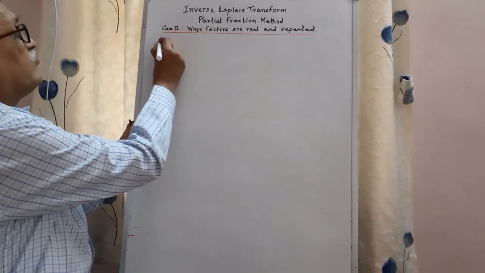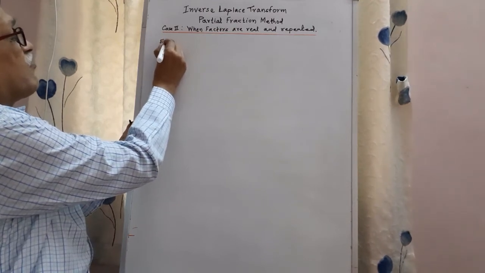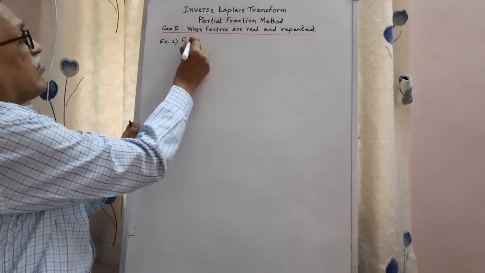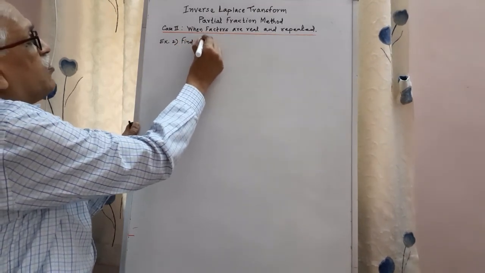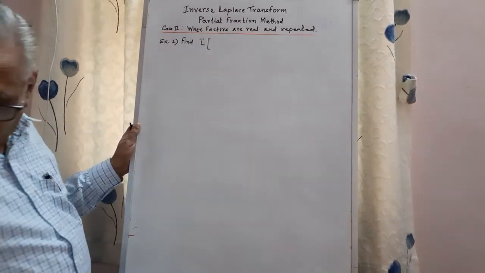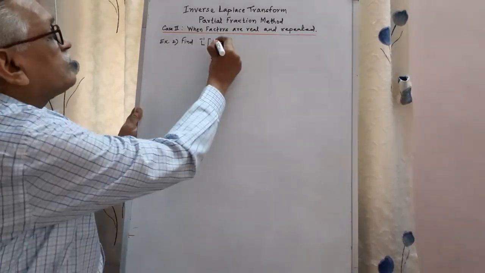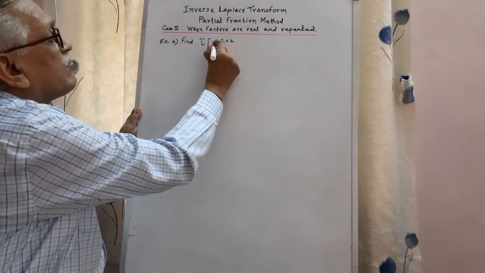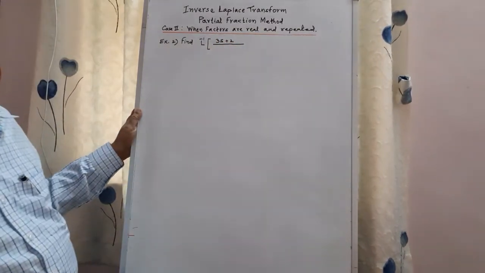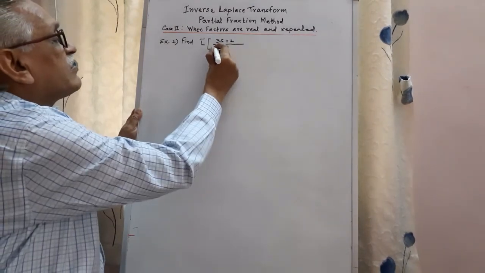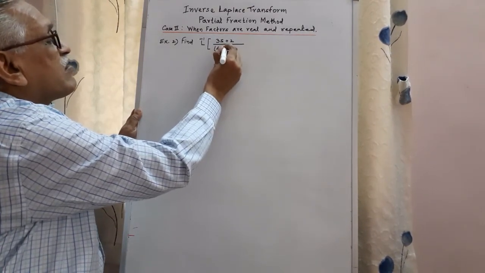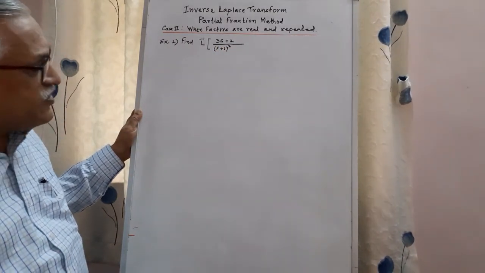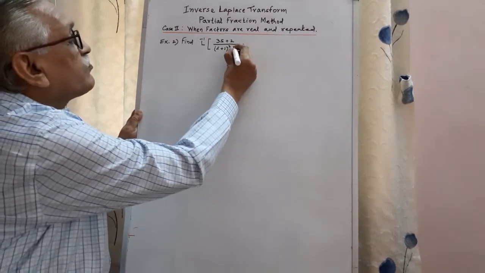Second, find inverse Laplace of 3s plus 2 divided by s plus 1 bracket square into s minus 2.